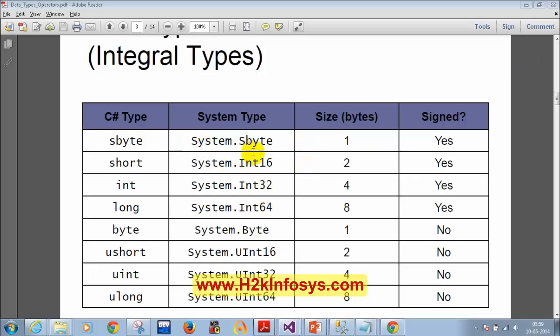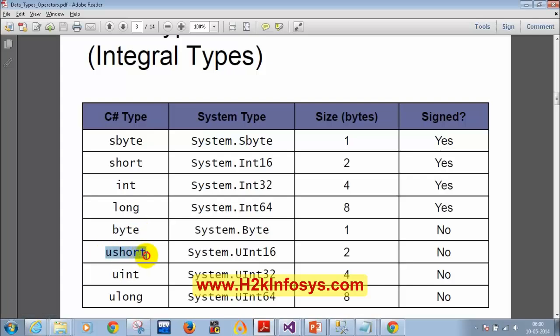So now let's come back to the topic. We already saw that in one byte the biggest number that can be stored is 255. Now these are the data types which we have in C#. SByte is signed byte, and these four, byte, ushort, uint and ulong, will store only positive numbers. So if someone asks you the range for the byte data type, the range is 0 to 255. How you got 255 is we just converted 8 bits to decimal and we got 255.